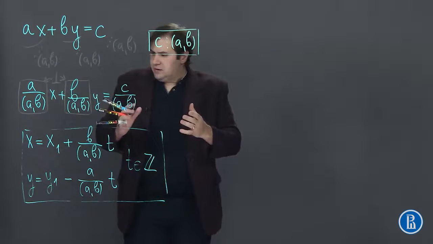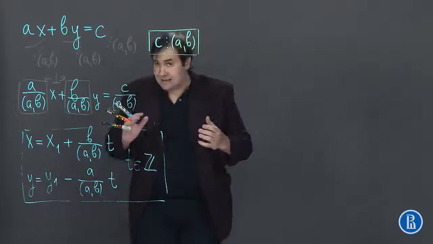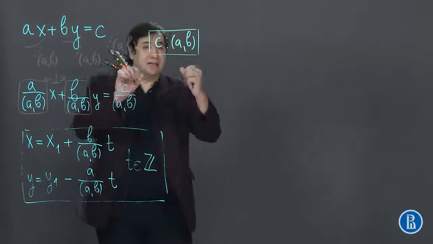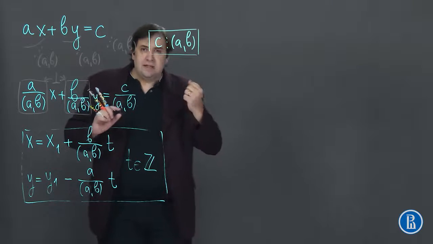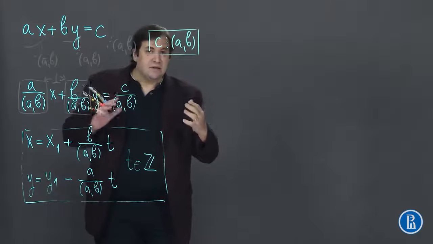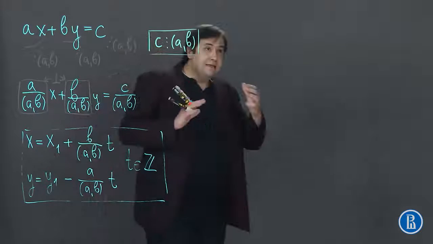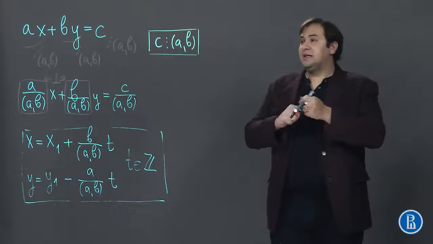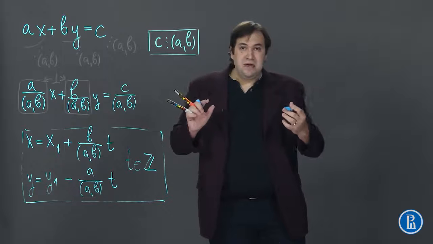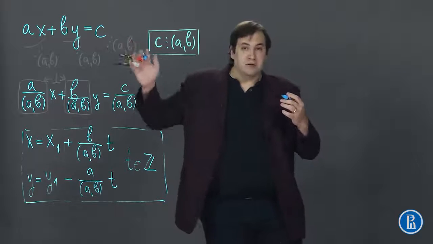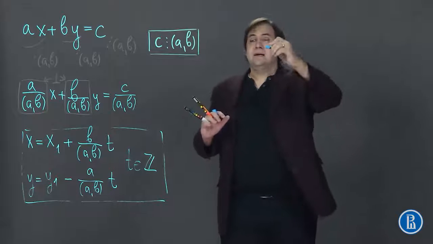And now we know that this is the necessary condition for an equation to have a solution. Is it sufficient? The answer is positive. Yes, this is the sufficient condition. And let's show this. Let's show that if c is divisible by the greatest common divisor of a and b, then such a linear Diophantine equation has a solution, an integer solution, of course.